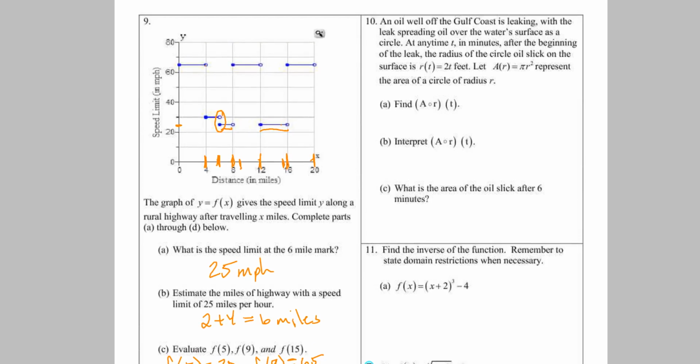Number 10, we have an oil well. It's leaking oil. And we have two functions. The radius of the oil leak is represented by the amount of time that the oil spill has been going on, which is 2t. And then we have the area of the leak, which is represented by pi r squared. This says find a of r of t. So that means we're going to plug the r function into the a function. So we got a times 2t squared. So that's going to give me 4 pi t squared.